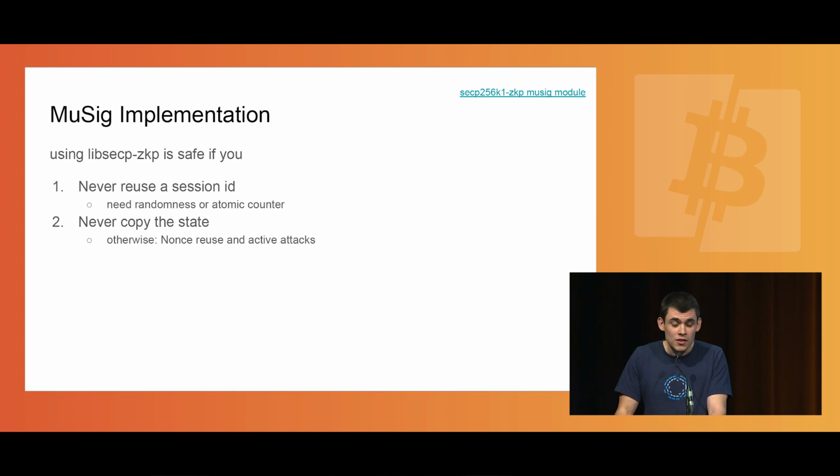So our implementation is safe if you do 2 things. You are never supposed to reuse a session ID, so you need randomness or an atomic counter that can never be reused. Unfortunately, deterministic derivation is very hard for MuSig, and you never copy the state. Otherwise, you might have problems with nonce reuse, which would leak your private key, or you are vulnerable to active attacks.